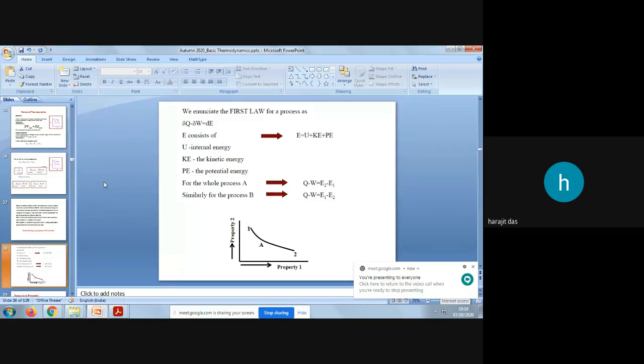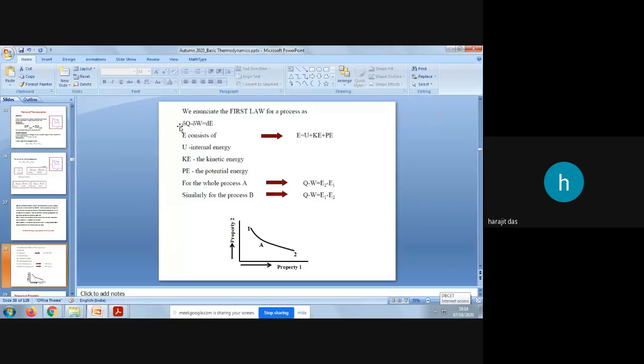So for any process, mathematically, we can write by the first law that δQ, the difference of the heat, δQ minus δW will be equal to dE. Okay, so this basically means what?